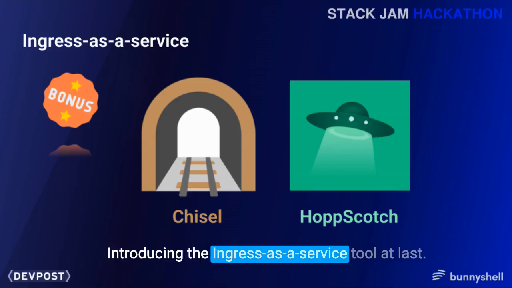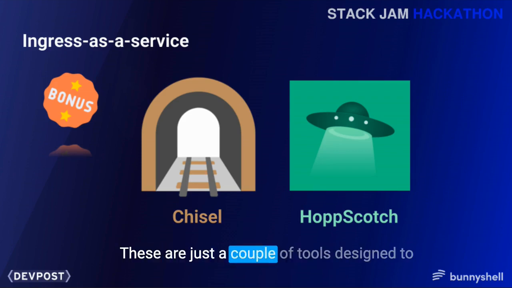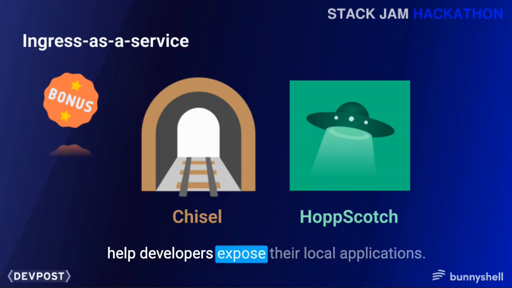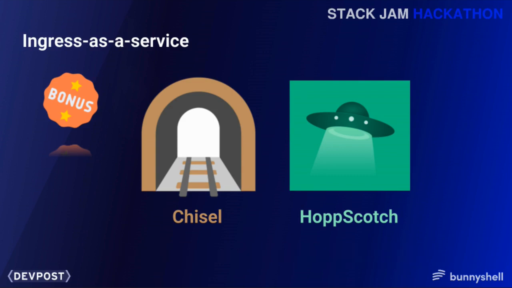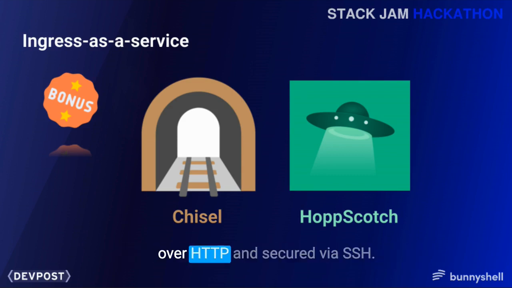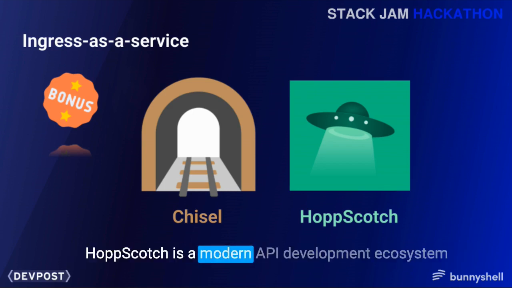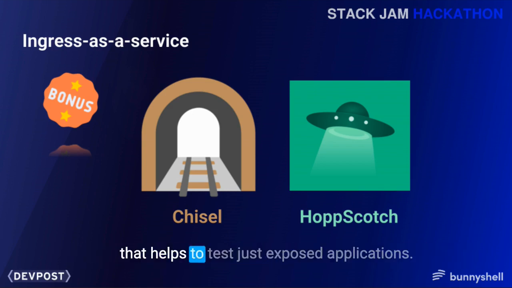Introducing the Ingress as a Service tool at last. It's not even a stack. These are just a couple of tools designed to help developers expose their local applications. Chisel is a fast TCP, UDP tunnel transported over HTTP and secured by SSH. It includes both client and server, which make it easy to use. Hopscotch is a modern API development ecosystem that helps to test just exposed applications.